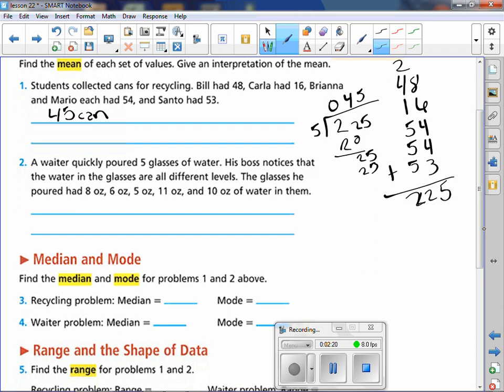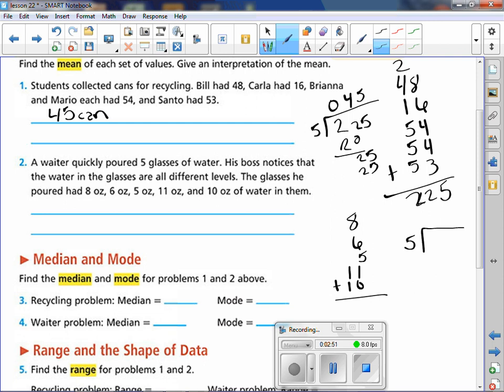Okay, let's try another one. A waiter poured 5 glasses of water. His boss notices that the water glasses are all at different levels. He poured an 8 ounce, 6 ounce, 5 ounce, 11 ounce, and a 10 ounce. Why don't you go ahead and pause, add those numbers up. So 8 plus 6 plus 5 plus 11 plus 10. Add them up. Whatever your total is goes under the division house, and there are 5 numbers outside the division house, and then come back and check your answers.